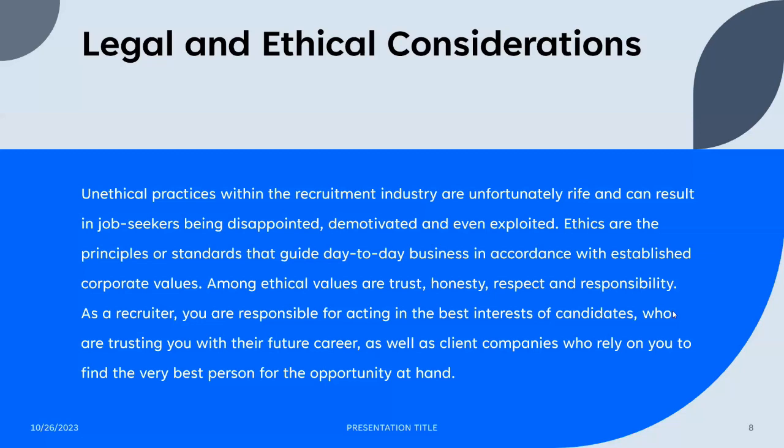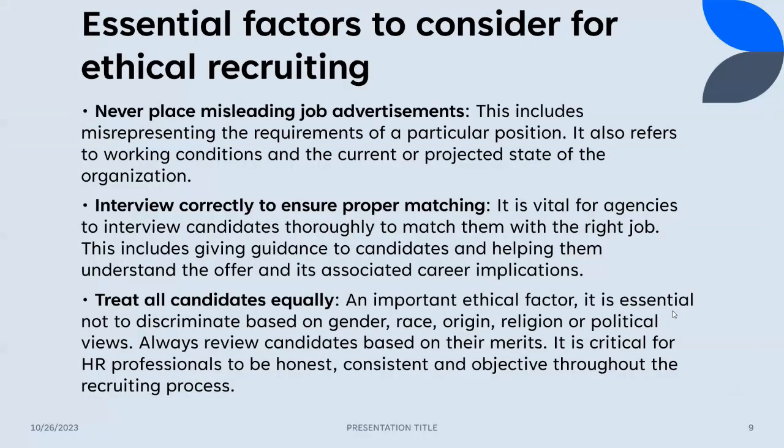As a recruiter, you are responsible for acting in the best interest of candidates who are trusting you with their future career, as well as client companies who rely on you to find the very best person for the opportunity at hand. Essential factors to consider for ethical recruiting.